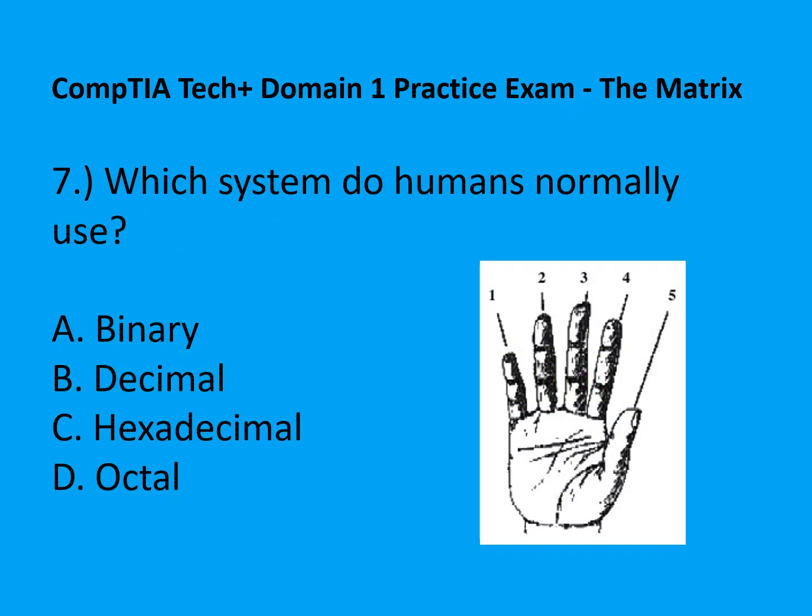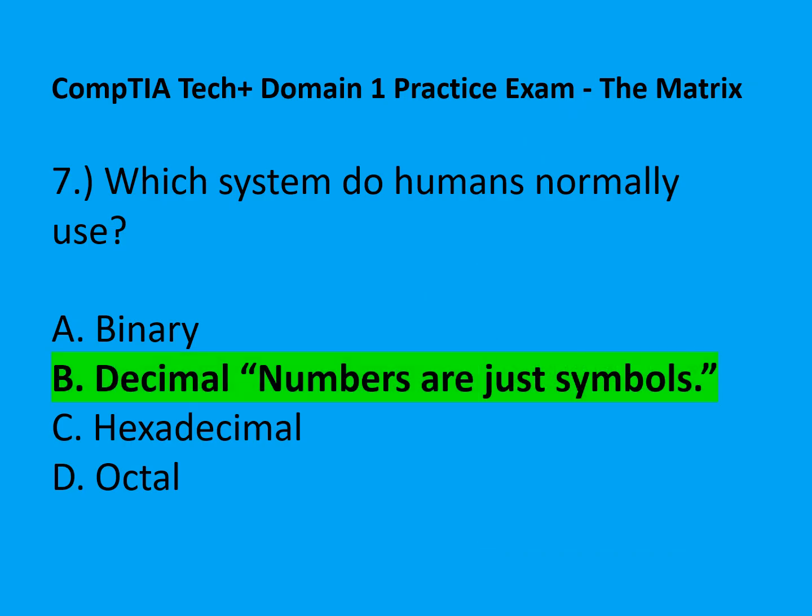Question 7. Which system do humans normally use? A. Binary. B. Decimal. C. Hexadecimal. D. Octal. The correct answer is B. Decimal. Base 10 equals 10 fingers, 10 toes, the original human interface.